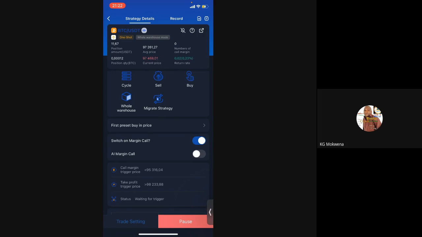Can you see the average price now? Yes, the current price is higher than the average price. It means we are in a floating profit, but the floating profit we are in is not 1% yet, Mahlatse. Can you see that? Yes. Our floating profit is 0.27%. Yes. So now let me tell you something.